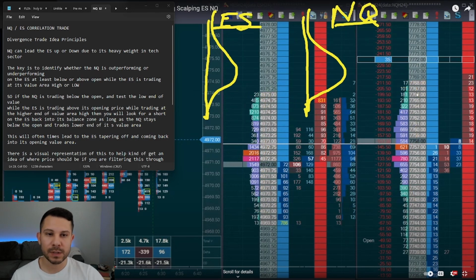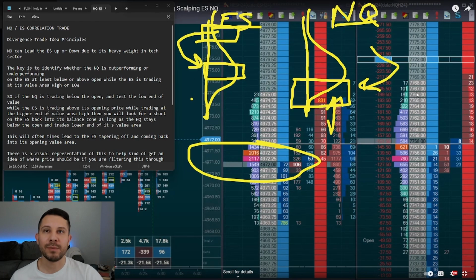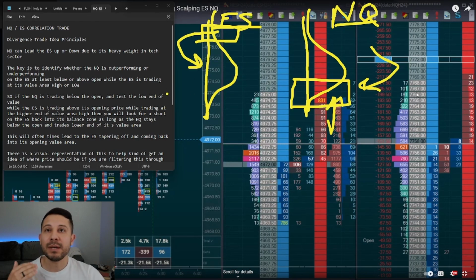So the principle is that the ES should be trading up here near the top quartile of its balance area, right? Value area high. That's what this is identified as. And the NQ should be trading near the lower end of its price distribution, which is the value area low. The theory is that as long as the NQ remains near its value area low, then in theory the correlation can exist and they should balance out, where the ES should come back into its balance zone, back into its point of control where most of the volume has transacted. And that is essentially a mean reversion trade.